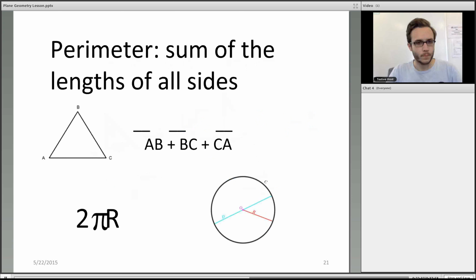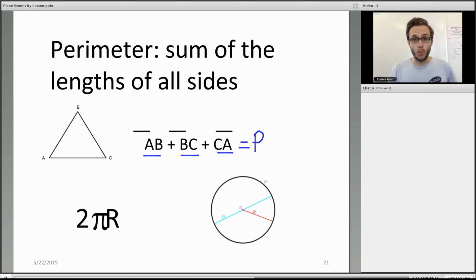Okay, so what do we have here? We have perimeter. Well, you know what perimeter is. Perimeter is the sum of the lengths of all sides of a shape. So you can take the perimeter of any closed polygon, right? So the perimeter of a triangle, the notation that we would use there would just be side AB plus side BC plus side CA is going to equal perimeter.